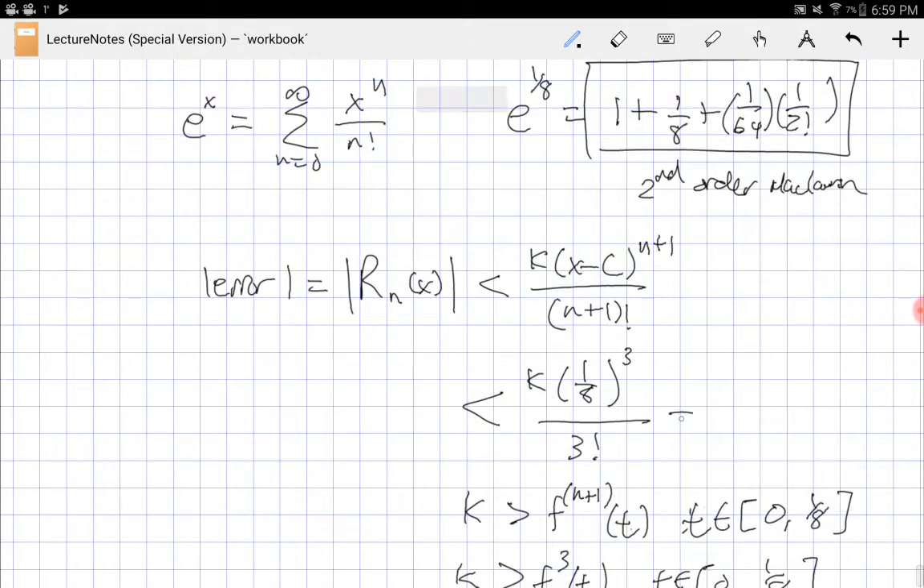So then we can just say that, well, this is equal to 3 over 3 factorial, which is equal to 1 over 8 cubed times 2. So our error is less than 1 over 8 cubed times 2. So this is our error, which is quite a small number. So I know for sure that this series, or this approximation, is accurate to at least 2 decimal places.